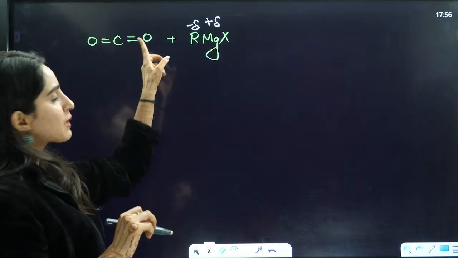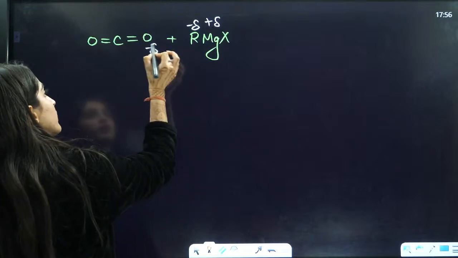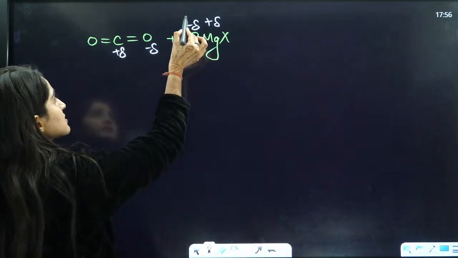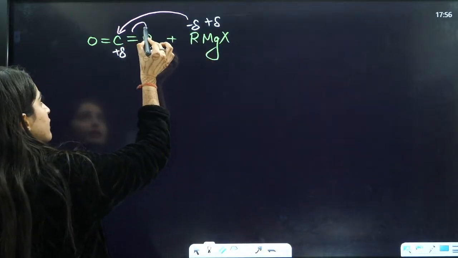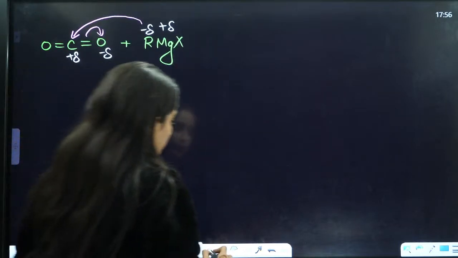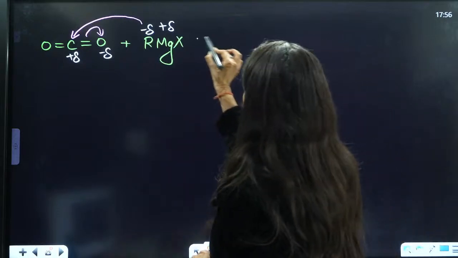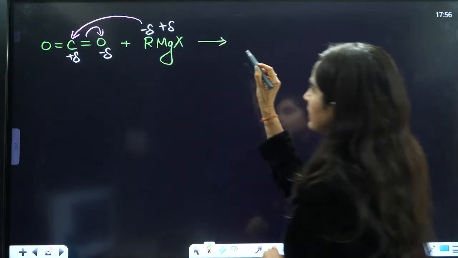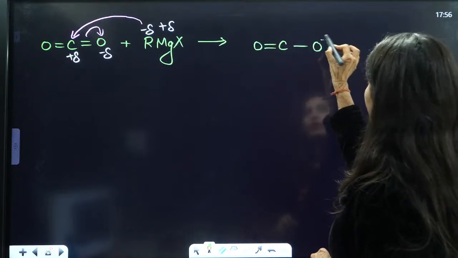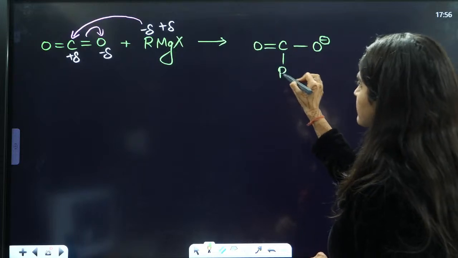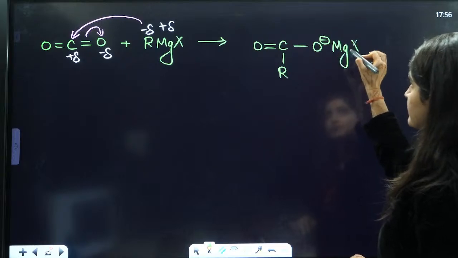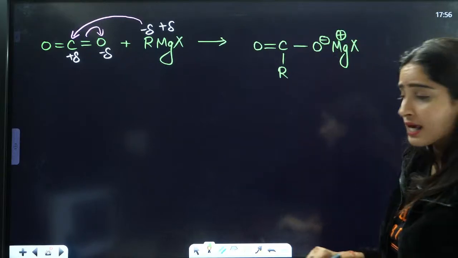Now, if you compare carbon and oxygen, definitely oxygen is more electronegative and carbon is more electropositive. That is the reason this negative part is going to attack here. Electrons are going to jump here. And what you are going to have here is C double bond O and this is O negative because electrons are jumping there. So this is R that is attached to this carbon and here you have MgX, right? That is your positive MgX, right?